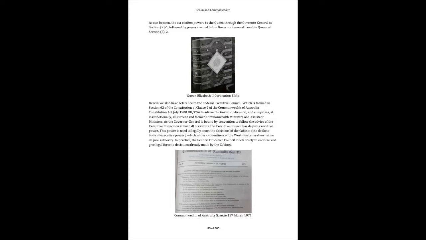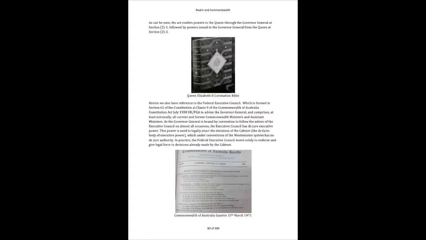Herein we also have reference to the Federal Executive Council, which is formed in Section 62 of the Constitution at Clause 9 of the Commonwealth of Australia Constitution Act July 1900 UK/PGA, to advise the Governor-General, and comprises, at least notionally, all current and former Commonwealth ministers and assistant ministers. As the Governor-General is bound by convention to follow the advice of the Executive Council on almost all occasions, the Executive Council has de jure executive power.